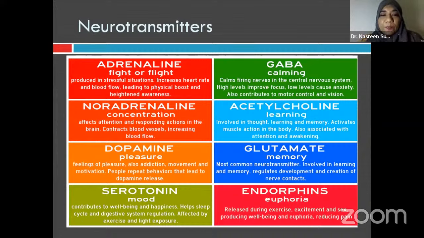You can see here, it is going to cause feelings of pleasure, addiction, movement, and motivation. Means every time you will be motivated to do that activity again and again. You will feel like doing it. For example, one more example is when you are rewarded for something. Then you feel motivated, right?